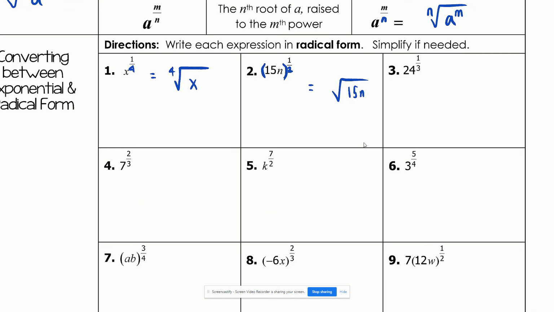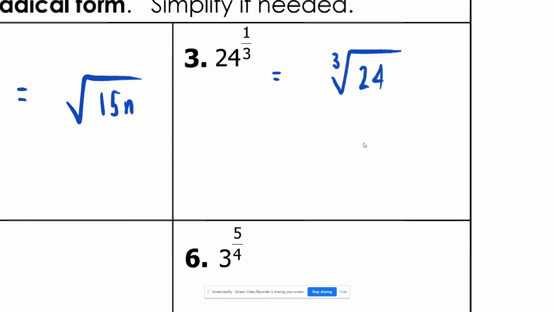Okay? So here, we've got 24 to the 1/3 power. So if I rewrote that, again, I've got my radical. And you can go in whatever order. The base of your exponent is your radicand. The denominator is the root, and the numerator is the exponent. Now, I want you guys to notice something. That's the cube root of 24.